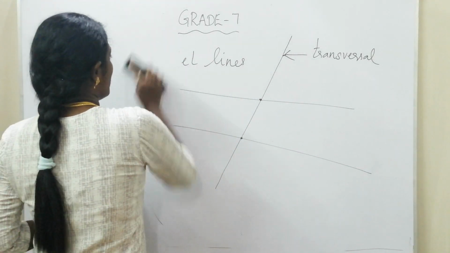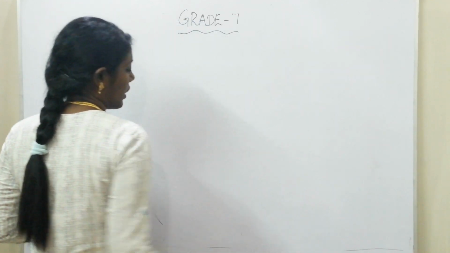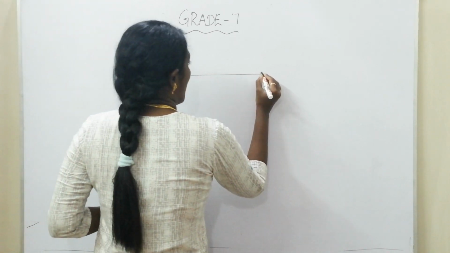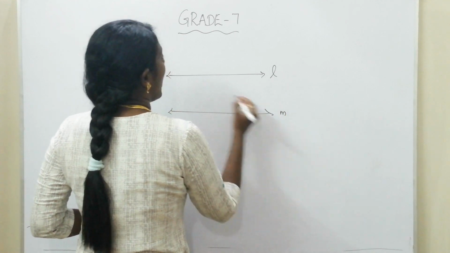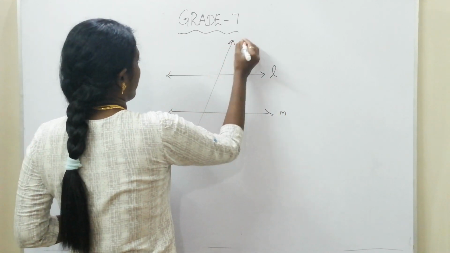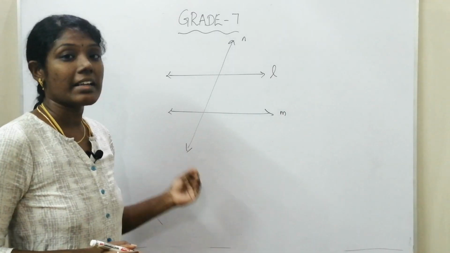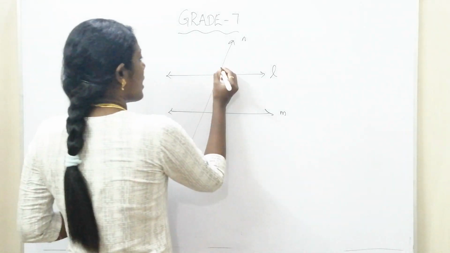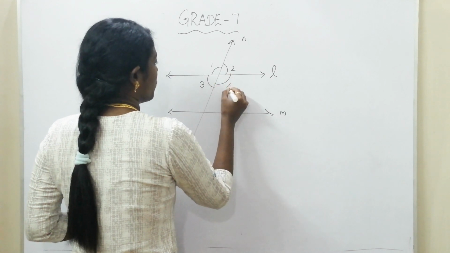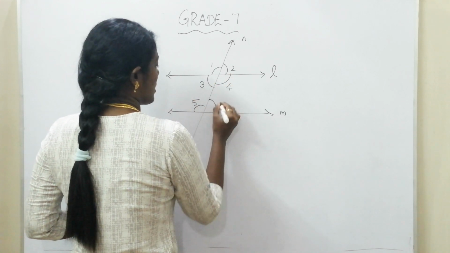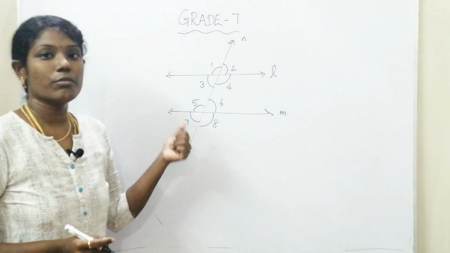Now let us move in detail with the parallel lines and transversal and the angles that are formed by them. I take two parallel lines L and M and a transversal N. This is my transversal, and these are the two parallel lines. Now I have certain angles formed here, and I am going to mark those angles: angle 1, angle 2, angle 3, angle 4, 5, 6, 7 and 8. So 8 angles are being formed here.